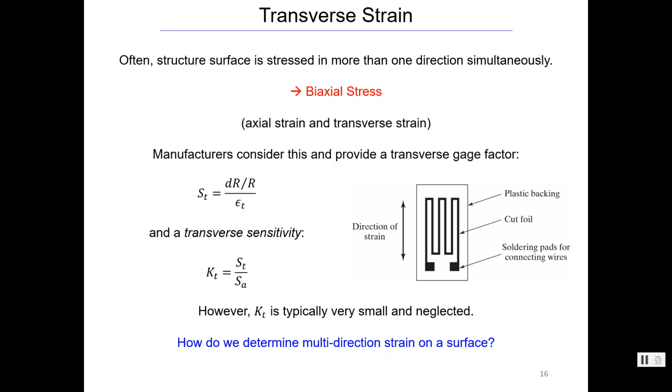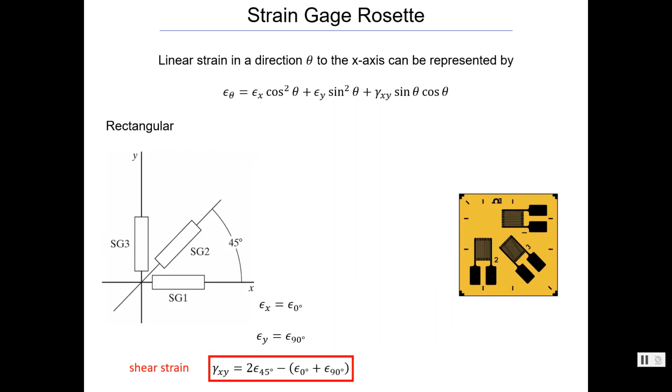Manufacturers of strain gauges consider this and provide a transverse gauge factor. So we have that here, similar to axial in form, just different. It's for transverse. And then we also have a transverse sensitivity. However, that K_T, that transverse sensitivity, is usually very small and neglected. So we need to measure multi-direction strain in a different way then. How do we do that? We do that with a strain gauge rosette.